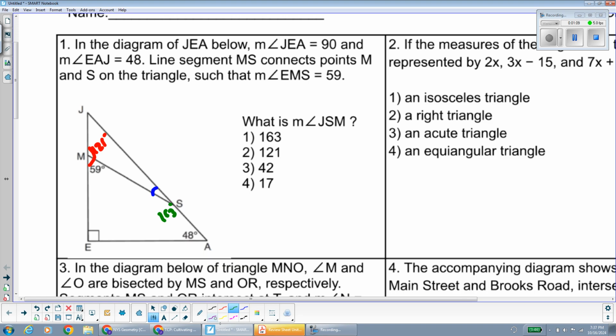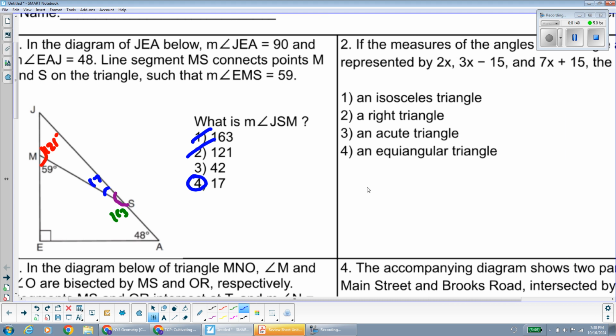And then I do need to recognize that these two angles are supplementary. So 180 minus 163 leaves us with 17 degrees. And also, I want you guys to recognize that right off the bat, I could have eliminated these two angles because the angle that we're looking for is an acute angle, and these ones are obtuse. So just some multiple choice strategies there.